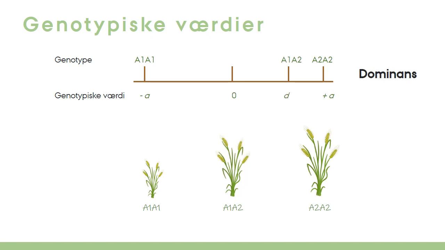However, what we often see is this dominance effect, like in overdominance, complete dominance, or partial dominance. And this means that the heterozygote is not actually in the middle. It is somewhere closer to one of the homozygotes.